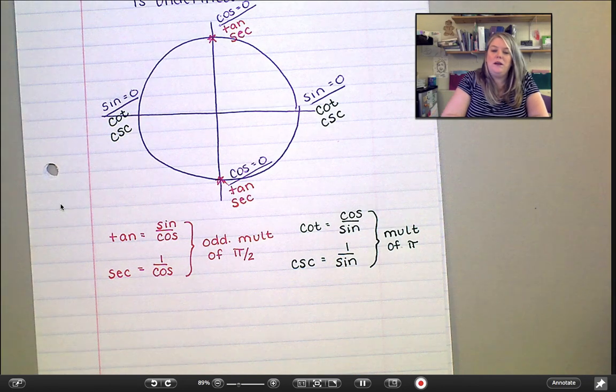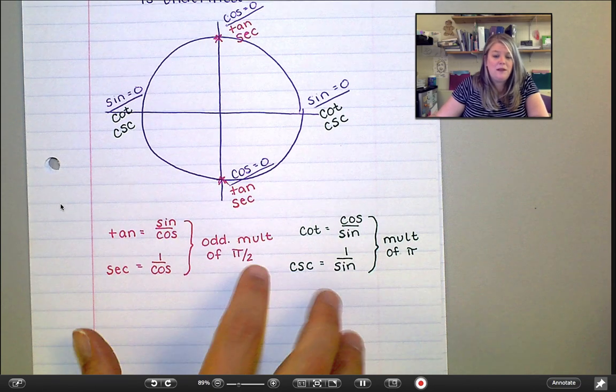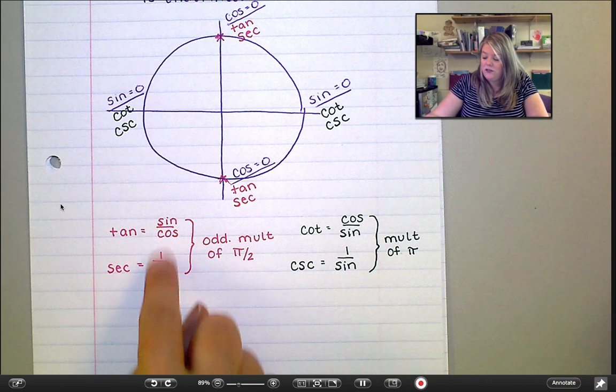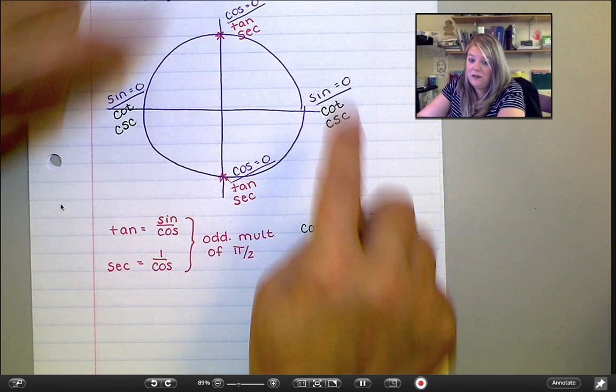Just to finish that out there. Like I was saying, you are responsible for knowing this stuff. I would not try to memorize. I would try to make sure you understand why these two things are undefined in these locations and why these two things are undefined in these locations.